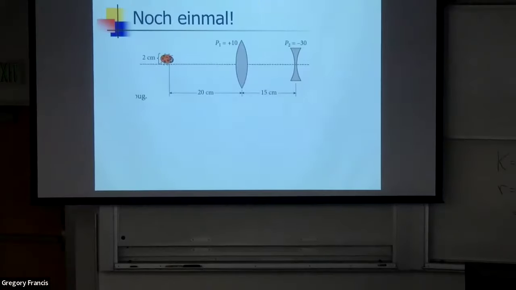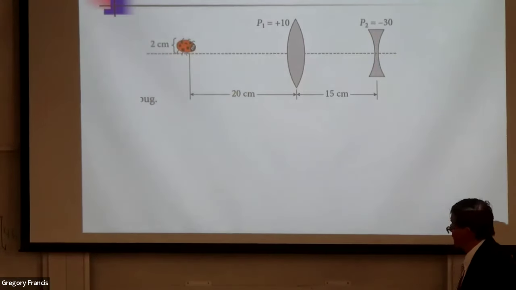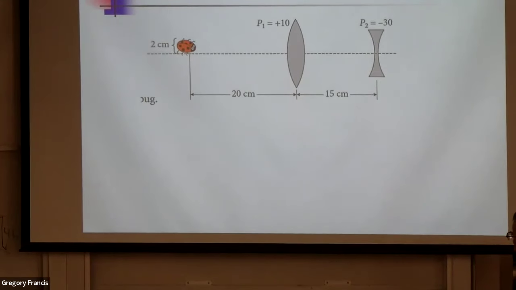Now, noch einmal, that's German for let's do this again. Okay, this is right out of the textbook. We have a 2 centimeter ladybug, 20 centimeters in front of this lens with a power of 10 diopters. And then we put a second lens. This one is a negative lens, a diverging lens of -30. Now, the first thing we want to do, well, I'm just going to replace that bug with an arrow because I wasn't sure how to draw a bigger bug. So just let's treat it as an arrow.